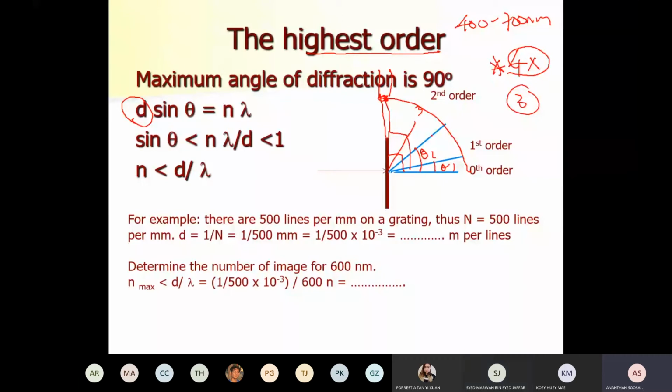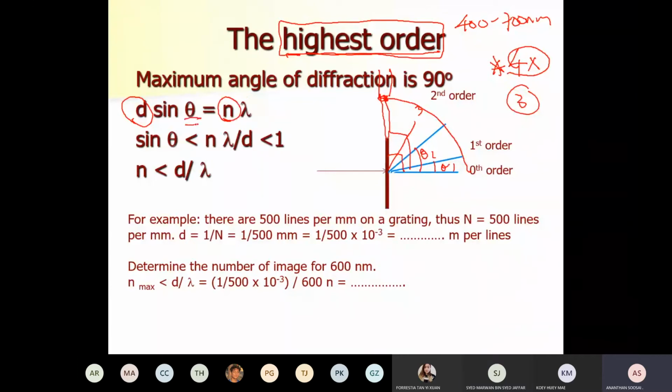In exam, they will ask, what is the highest order you can observe? Very famous question. They will ask, what is the highest order you can observe on the diffraction grating? So how do you find the highest order? D sine theta equals n lambda. You are looking for what? Highest order. You are looking for n. What is the maximum n?